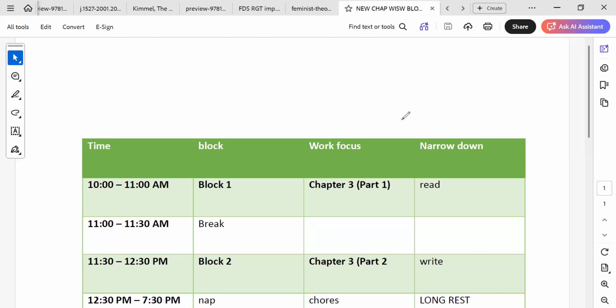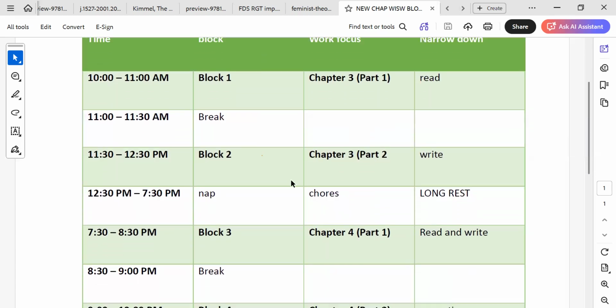So I will show you. You can see I have actually five, no, six blocks. Yeah, now it's working. So I have six blocks.